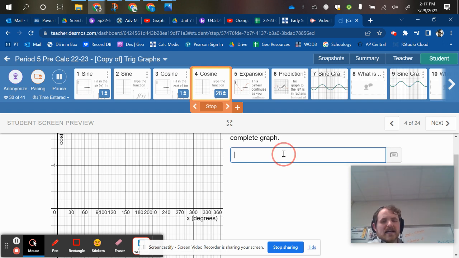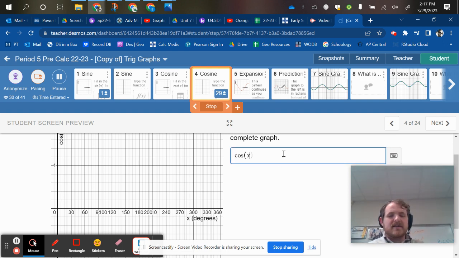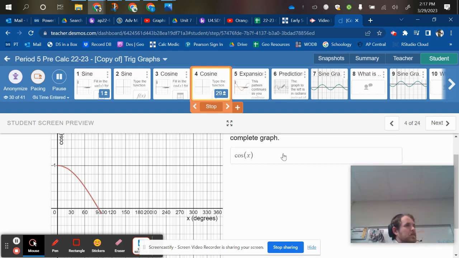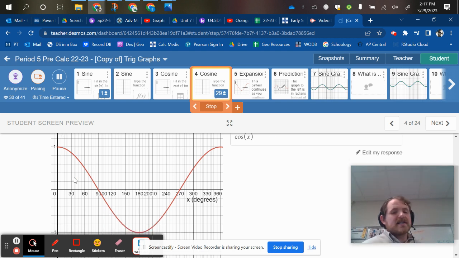So cosine of x. What's the biggest difference between sine and cosine? Great job. Yep, sine's going to start at 0. Cosine's going to start up at 1. And notice it's got that half hill there, full valley, and then a half hill to make that period from 0 to 360 degrees or 0 to 2 pi.